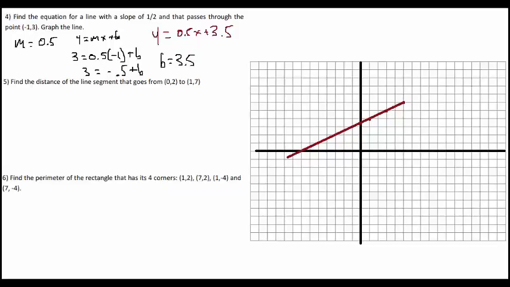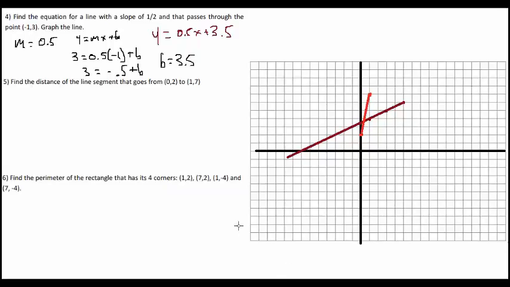I'll use a different color here. Find the distance of the line segment that goes from 0,2 to 1,7. So we don't even have to draw this, but I think it's a little easier if we draw it out. So 0,2 is over here, and 1,7 is 1, 2, 3, 4, 5, 6, 7 up here. So we're talking about the distance of the line segment that goes from here to here.